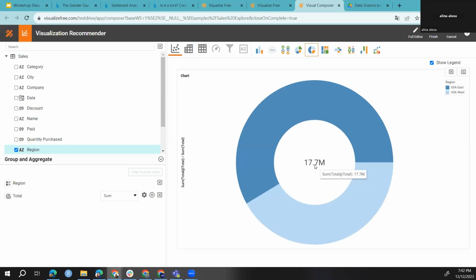The total is at the center. So there is 17.7 millions. And East is doing 10.3 million. When I hover, I see this label. And when I hover down, I see that West is 7.4.